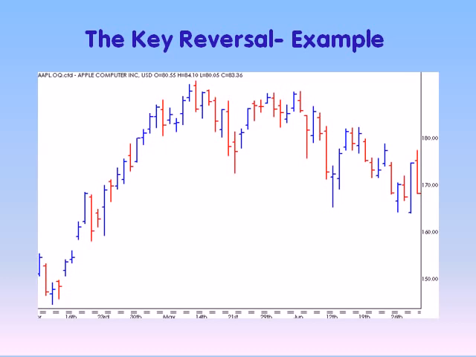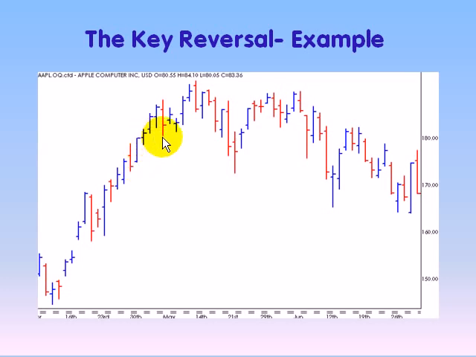This is Apple on a daily chart. Nice uptrend here. Actually, lots of potential reversal signals here. We have a pivot point reversal here, which we haven't talked about yet, but this pattern is unconfirmed. We have a closing price reversal at this point, once again unconfirmed.